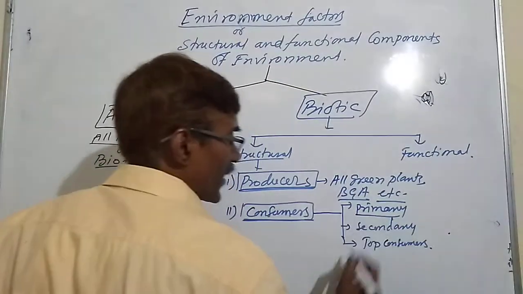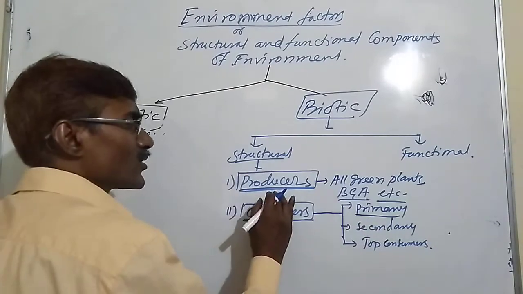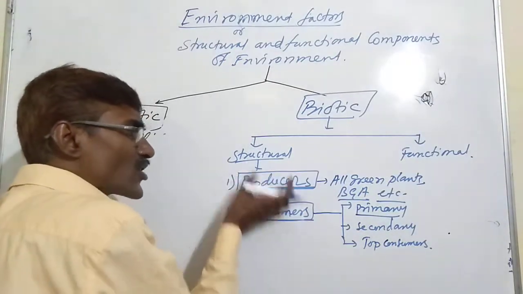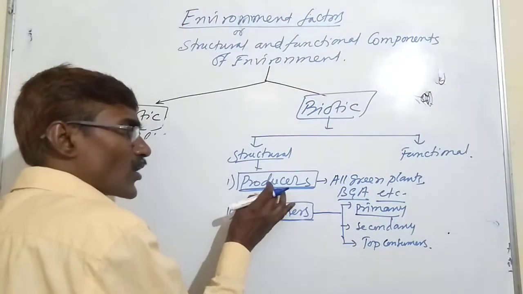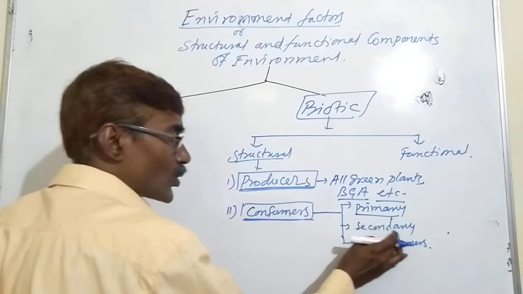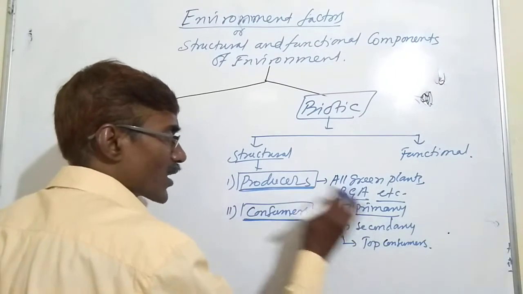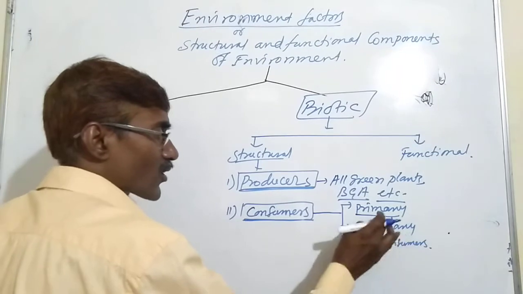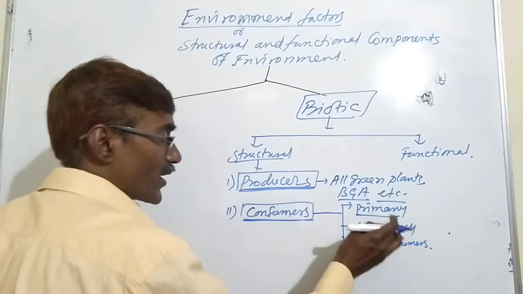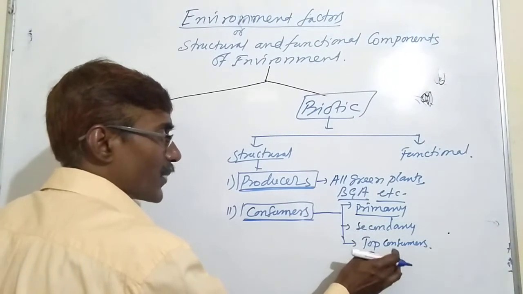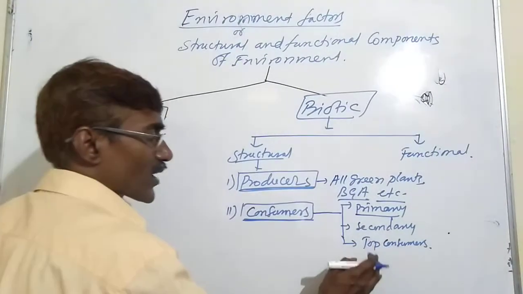Primary, in the sense, are those directly involved with the producer. They directly consume the food or energy from the producer. They are called primary. Secondary are those indirectly dependent on the producer but directly dependent on primary. They are called secondary consumers. Top consumers are those directly dependent on secondary but indirectly dependent on the producer. They are called top consumers.